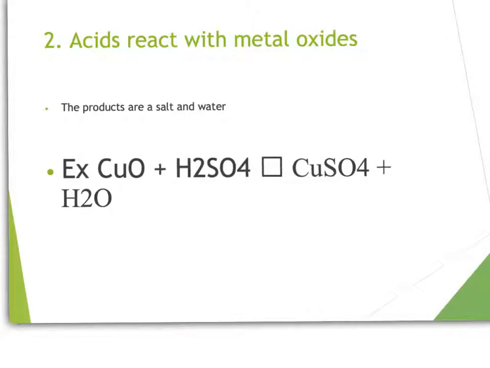Here we have an acid that reacts with a metal oxide. The product will be salt and water. So as we look, our positively charged copper and our positively charged hydrogen will trade places. Copper has a +2, sulfate has a -2, crisscross, we get CuSO4. We have our hydrogen joining with our oxygen, and that would make our water.